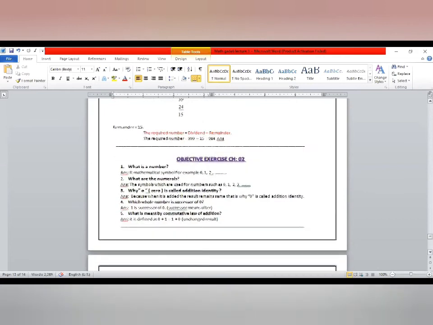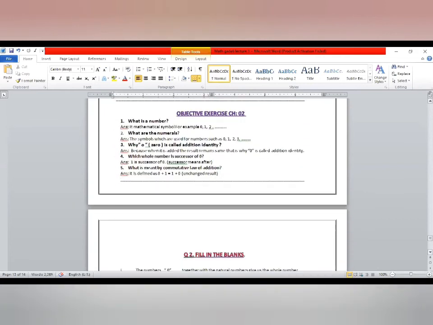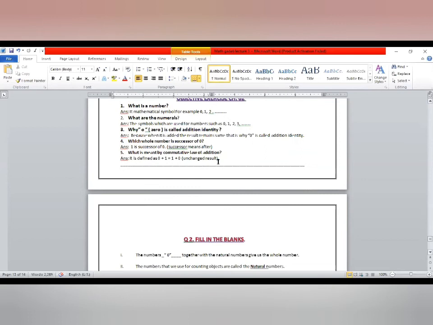Dear student, here are certain questions that we have done in the beginning of the lecture, but it is also necessary that we introduce what is the number. This is the objective exercise of chapter number 2. And here, what is number? It is a mathematical symbol, for example 0, 1, 2, dot dot. These are mathematical symbols, and they are also known as number. And the plural form of number is numbers.